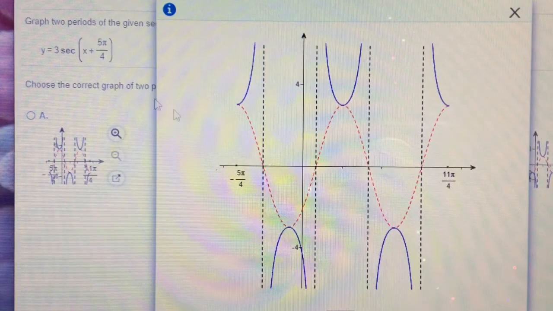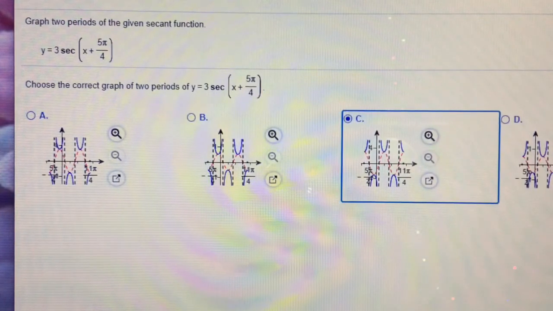Negative 5 pi over 4 is where it starts. It starts up at high, goes down. Let's see. Everything looks good here. Period is 2 pi, so 8 pi over 4. Let's see, 2 pi plus pi over 4 would be 8 pi over 4. So it would do that to there. Let's see. 1, 2, 3, 4 is one full cycle. 5, 6, 7, 8 would be 2 full cycles. I believe it's going to be this choice C, but let's look at choice D once again.